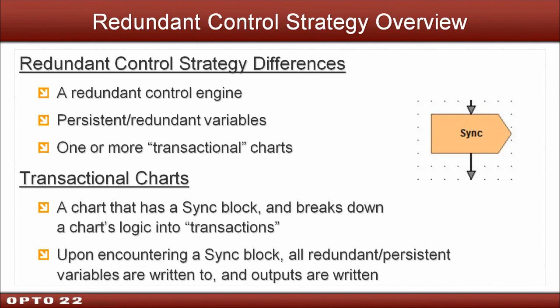And this gives you a lot of manageability relative to system performance and to keep overhead low relative to the synchronization between the two controllers. So a chart that has a sync block, which is indicated by this graphic over here on the side, turns a traditional chart into a transactional chart, and thereby breaks down the logic into these transactions. Now, once a sync block is encountered, all persistent redundant variables are written to, and all outputs are written to as well. So let's take a look at PAC Control.